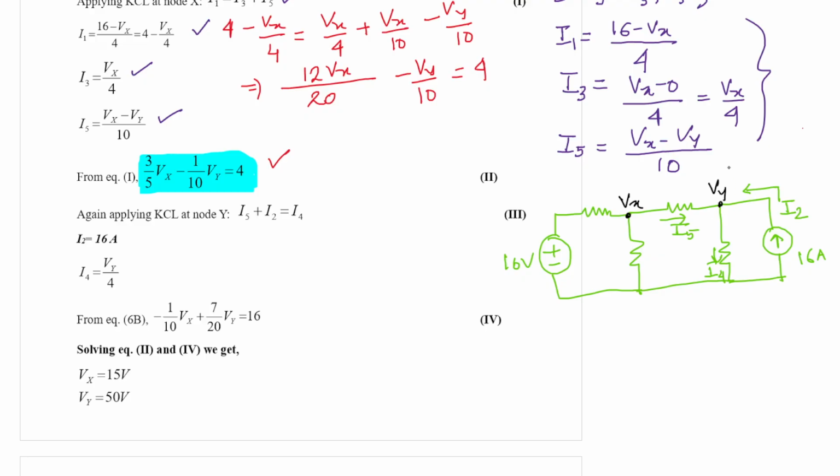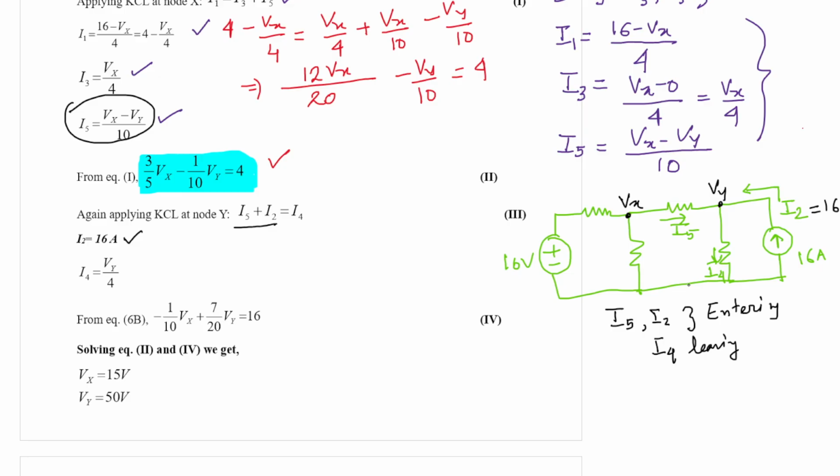Now with respect to node Y, I5 and I2, these two currents are entering, and I4 is leaving. So we can write I5 plus I2, the entering current, is equal to I4. I2 is 16 ampere, it is well understood. I5 is already calculated, that is (Vx minus Vy) by 10.